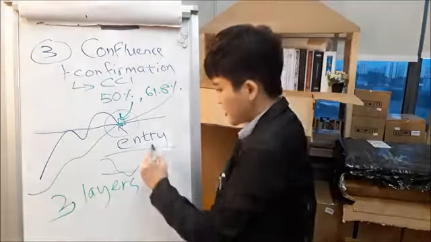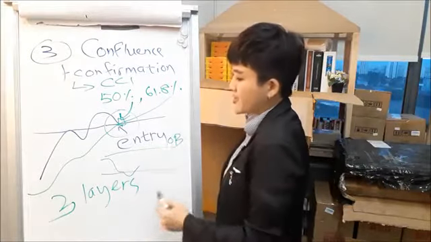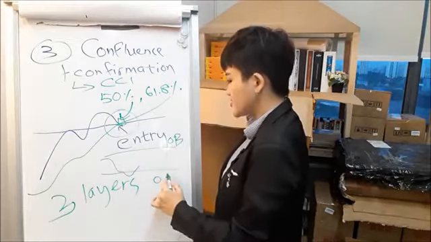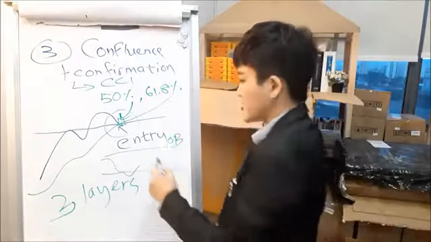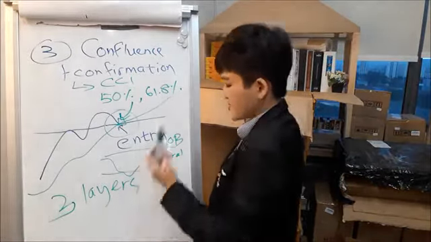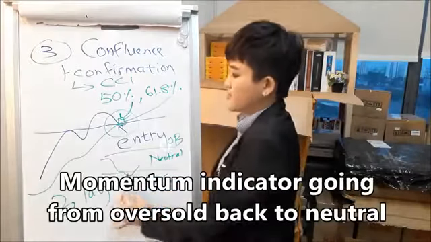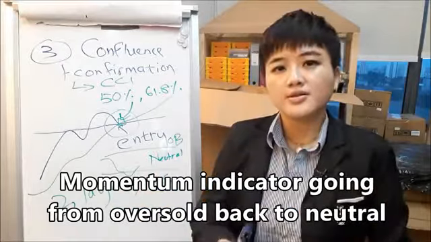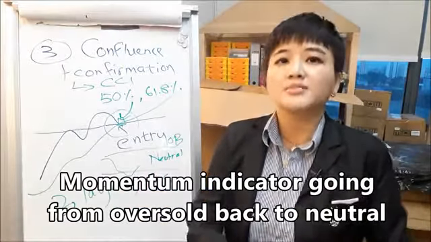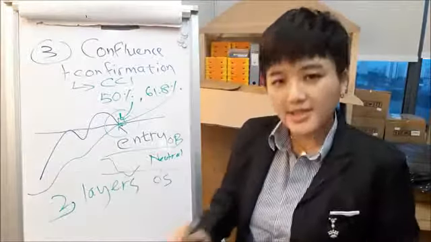Okay, so as you already know, for momentum indicators the area on top is overbought, the area below is oversold. In the middle is what I call the neutral zone. So you want it to go from oversold back into the neutral zone. So these are many confirmations. All these things increase your probability of getting into a good trade.